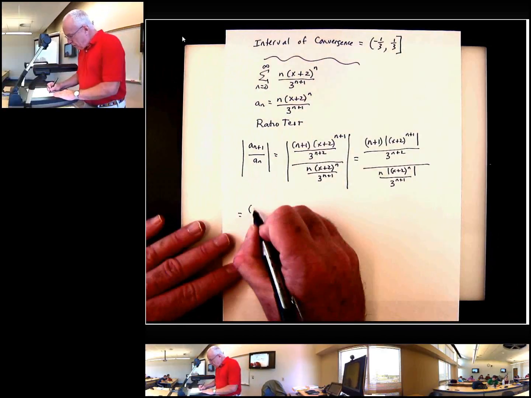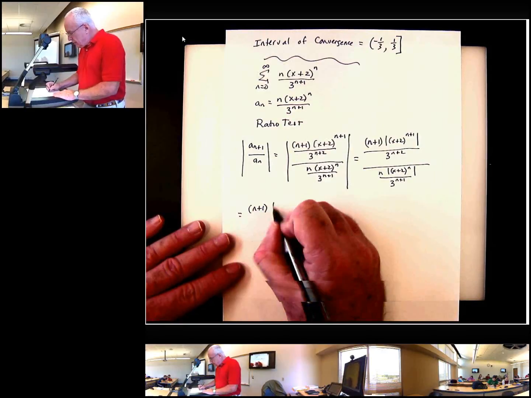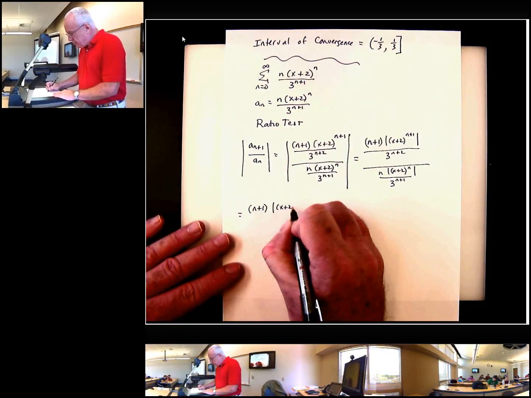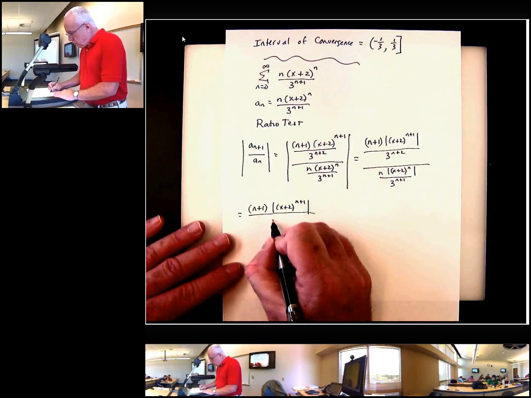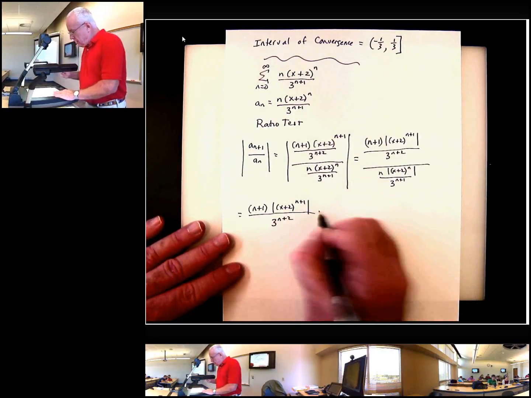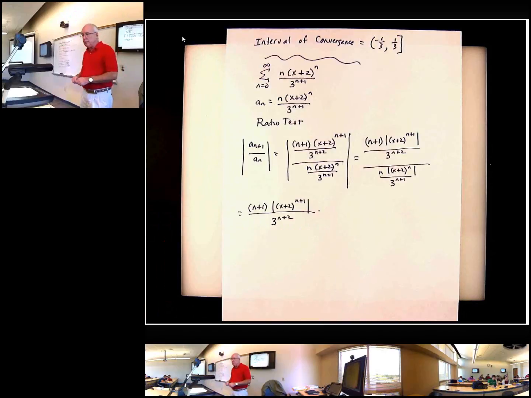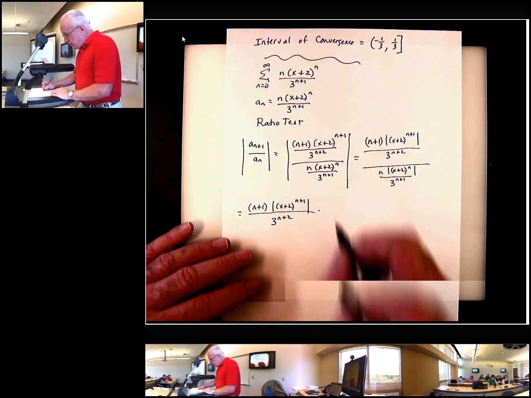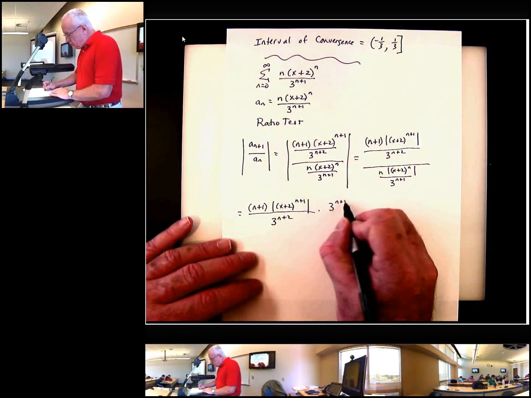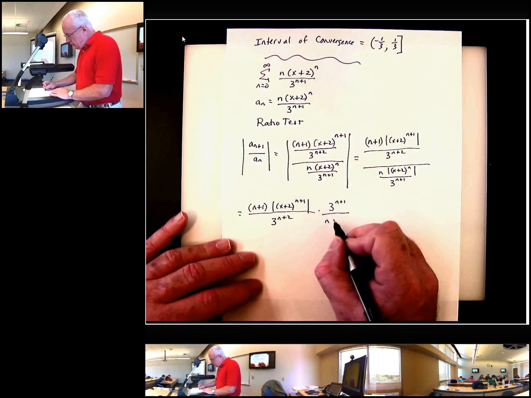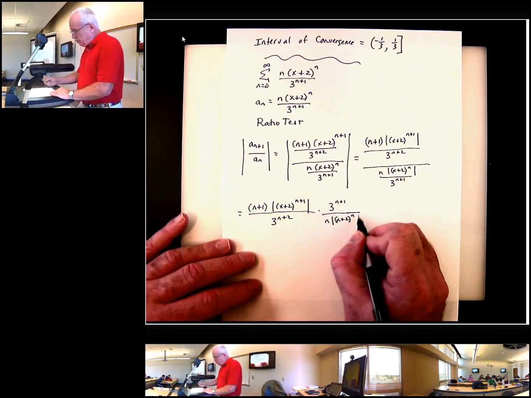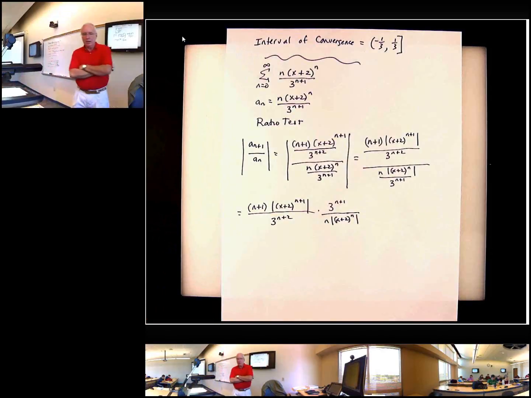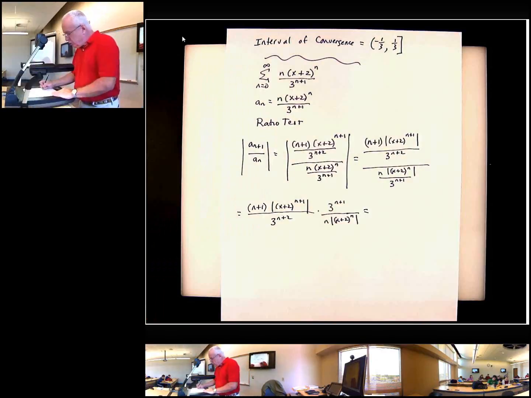So we carry over our n plus 1 times the absolute value of x plus 2 to the n plus 1, all over 3 to the n plus 2, and then we multiply it by the reciprocal of the bottom. So that's going to be on the top now, 3 to the n plus 1 over n times the absolute value of x plus 2 raised to the nth power. Right. Okay. And then things are going to cancel out here or reduce also.